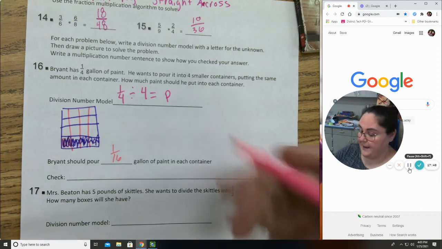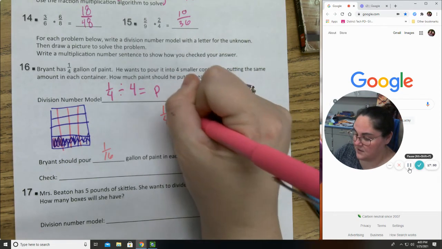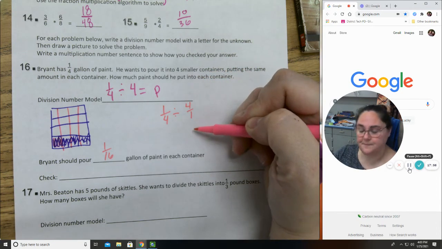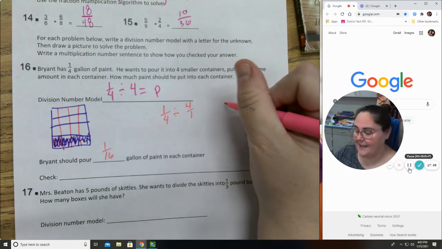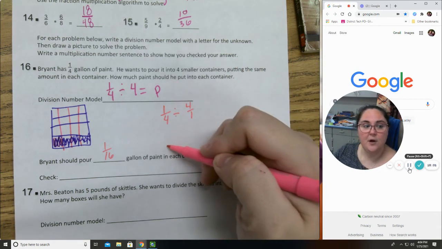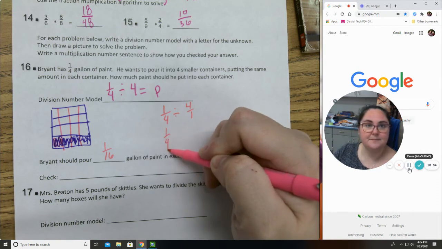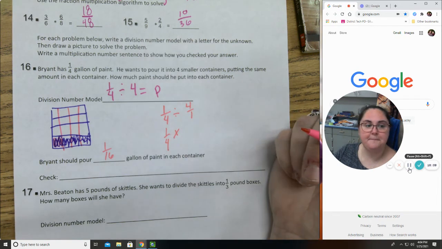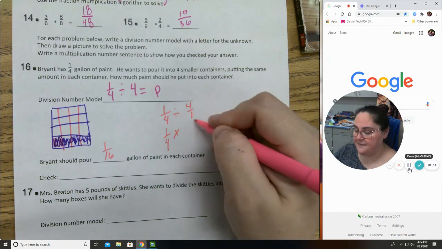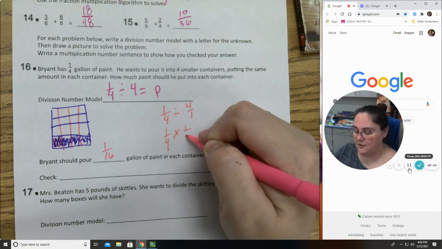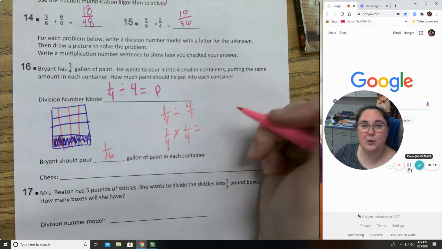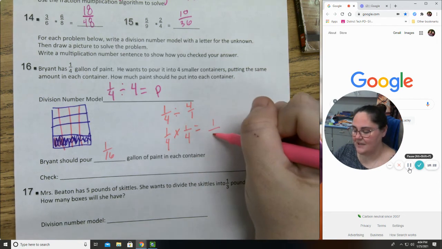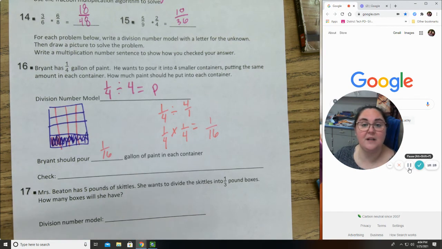Now let's try the math way. 1/4 divided by 4 over 1. Remember, whenever you have a whole number, you put it over 1. Now I'm going to use my keep, change, flip. So keep 1/4, I keep it. Change, division goes to multiplication. And then flip. 1 is on top now, 4 is on bottom. That is my reciprocal. Multiply by the reciprocal. So 1 times 1 is 1. 4 times 4 is 16. So your answer should have been 1/16.